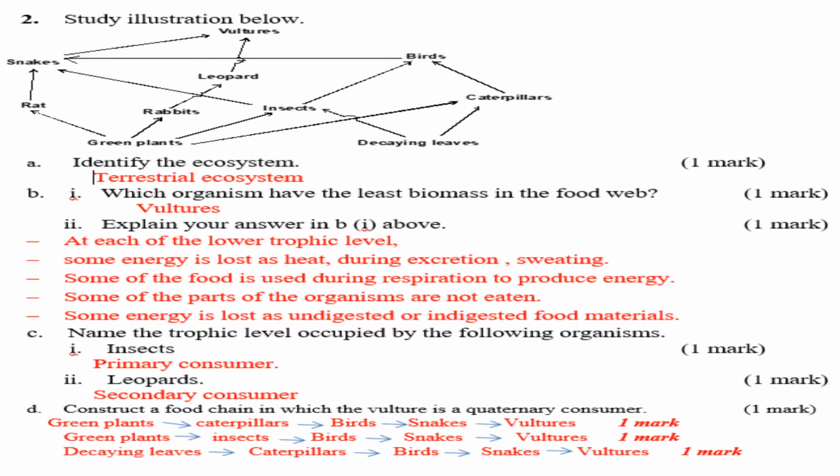Question C: name the trophic level occupied by the following organisms. Insects occupy the trophic level of primary consumer. Insects are primary consumers. Leopards are secondary consumers.